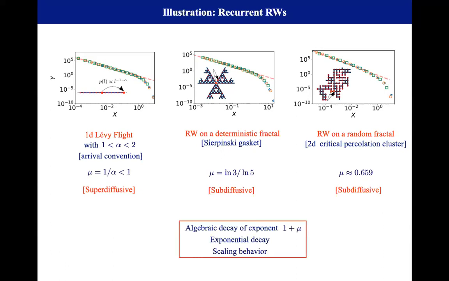In all cases, you check the algebraic decay with the exponent we predict, an exponential decay, not shown here, and a scaling behavior, which is shown by the data collapse on this slide. In the last case, mu is random? It is a random fractal, but mu is well determined. You know dF, you know dW, you know mu. They are deterministic numbers.